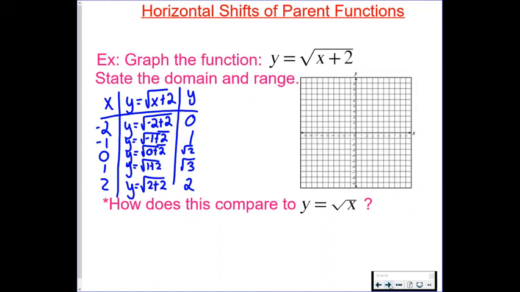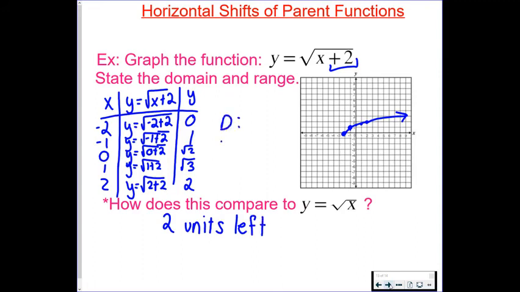Let's go graph. -2, 0. -1, +1. 0, root 2 is like right up here. 1, root 3 is a little bit closer, and 2, 2 is right there. And there's our function. Y equals the square root of x plus 2. How does this compare, though, to the parent function, the square root function? Right, the plus 2, what does that tell me to do? It tells me to go how many units? Well, 2 units to the left.